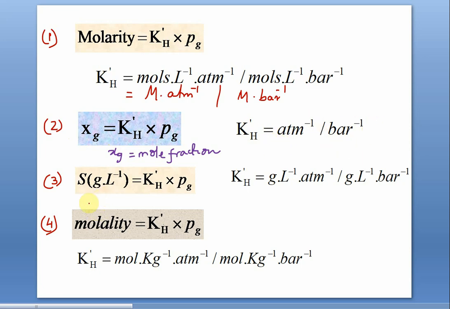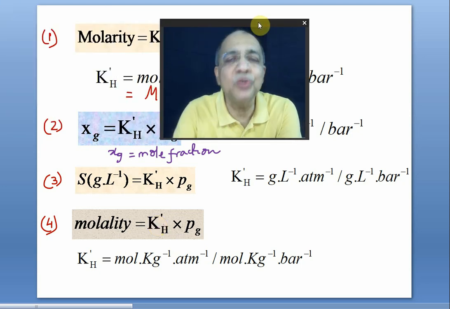If it is in grams per liter, then the kH will be grams per liter per atmosphere. If it is molality, it is moles per kg per atmosphere. So depending on which concentration term or unit you are using for solubility, accordingly the kH prime. Let me not now call it kH prime. Both are Henry law constant, but being an intelligent student, you can distinguish between the two types.